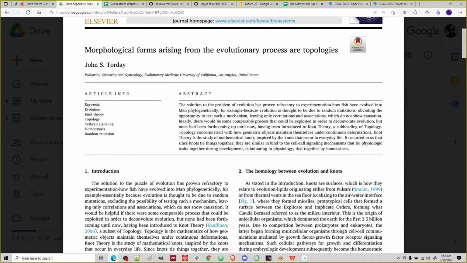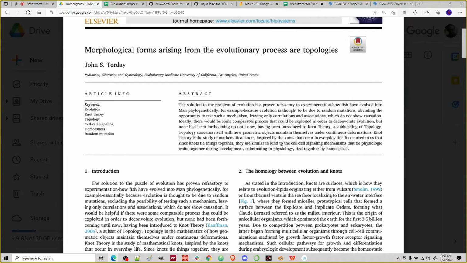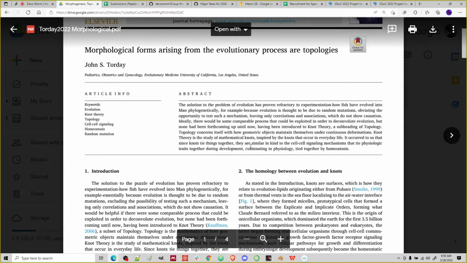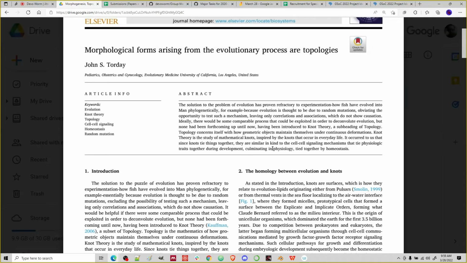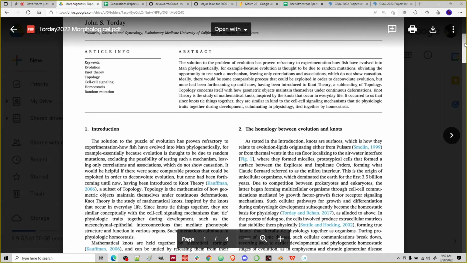Knot theory is a study of mathematical knots inspired by the knots occurring in everyday life. Now, it occurred to us that since knots tie things together, they are similar in kind to the cell-cell signaling mechanisms that tie physiologic traits together during development, culminating in physiology tied together by homeostasis. That's an interesting point: you have these different systems that exist, and they're developing independently, and then they have to be tied together somehow.